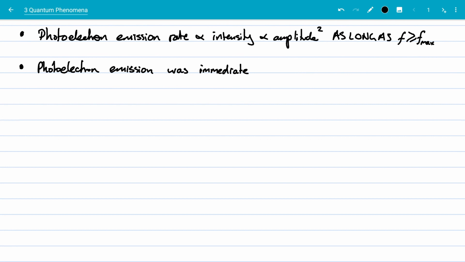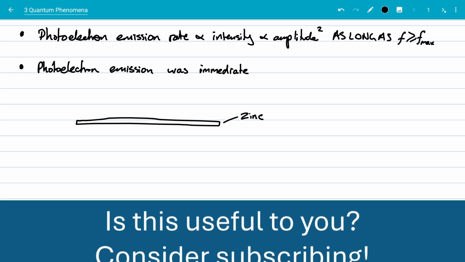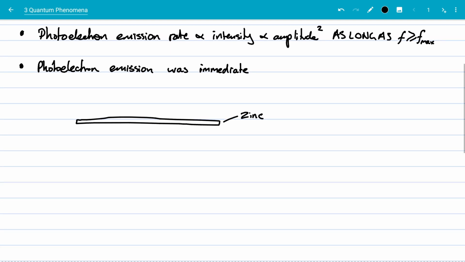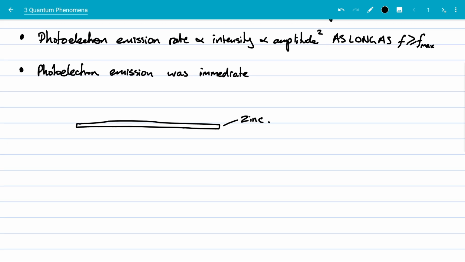Now we can do experiments. We can take a plate of some metal. Let's just draw a diagram here. Usually the metal that's used is zinc. You can charge this up so it's negatively charged, so it's got an excess of electrons. It makes this effect a bit easier to see. So let's say zinc, and let's say it's negatively charged.